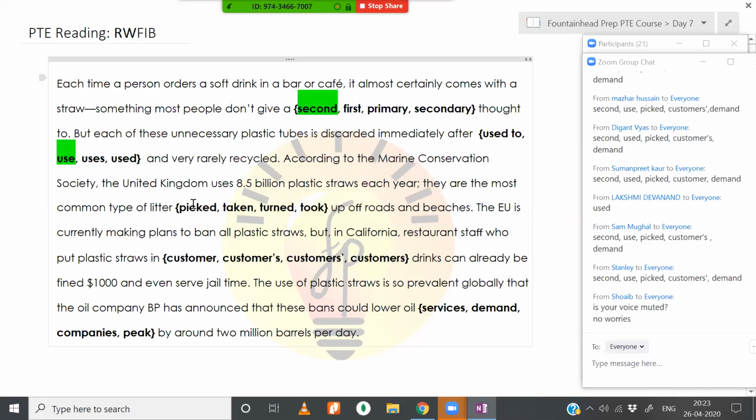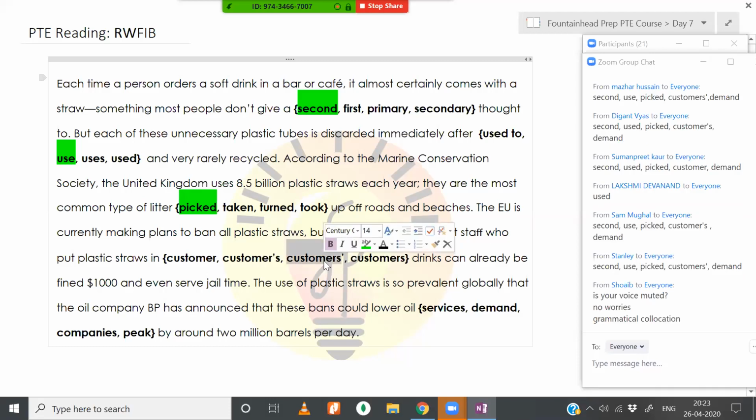They are the most common type of litter picked up off roads and beaches. The EU is currently making plans to ban all plastic straws, but in California, restaurant staff who put plastic straws in customers' drinks. So this apostrophe after S is something that you have to keep in mind. The use of plastic straws is so prevalent globally that the oil company BP has announced that these bans could lower oil demand by around 2 million barrels per day.